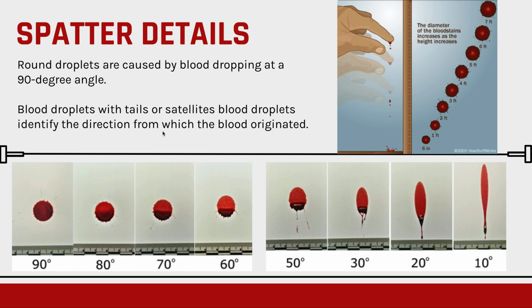Blood droplets with tails or satellites identify the direction from which the blood originated. So basically you want to go long ways. If this is what you're considering the point of the blood droplet, you want to go on this axis here, the y-axis, the longer axis.